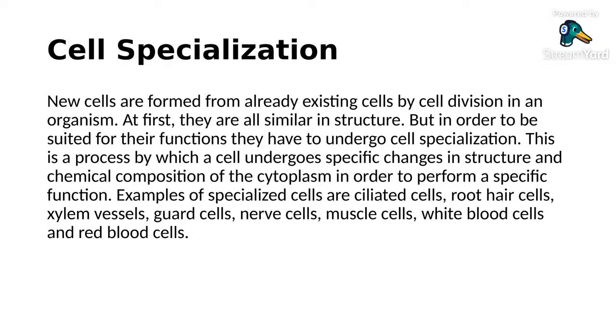Because the first thing was the same. But at some point, cells had to undergo the process of cell specialization. So they are all similar in structure, but in order to be separate, this is a process by which a cell undergoes specific changes in structure and chemical composition of the cytoplasm in order to perform a specific function.